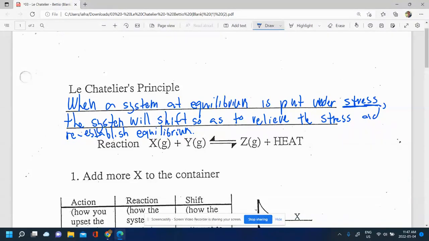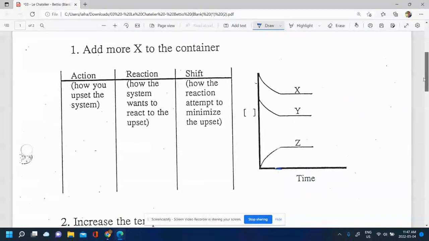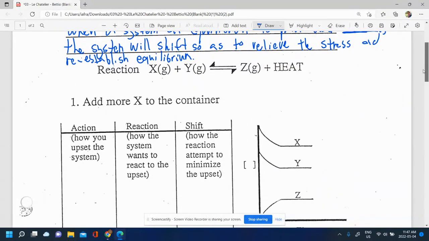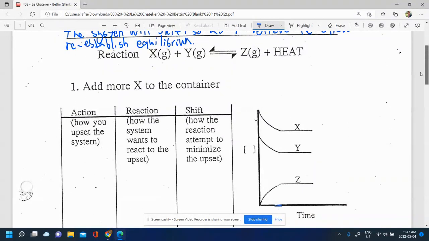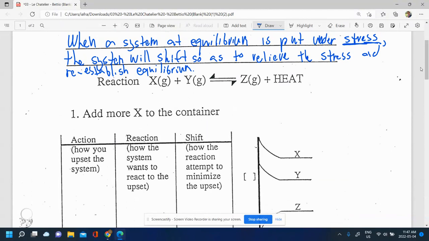So if you've knocked a system out of equilibrium, the system will somehow react and proceed in a way that'll bring it back to a state of equilibrium. So let's take a look at some examples of that. In this video, we're going to take a look at a few factors that will knock a system out of equilibrium, and then we're going to take a look at how that system will try to adjust things to get back to equilibrium.